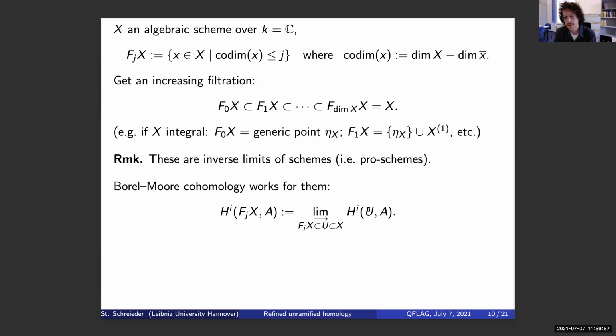And this works because Borel-Moore cohomology was contravariant. So you have pullback maps for inclusions of open subsets of the same dimension. So that's what we use here. You can restrict to open subsets of the same dimension. And for this reason, I can define the cohomology of F^j(X) as the direct limit over all open subsets that contain F^j(X). So here we run over all open subsets that contain all codimension j points. For instance, if X is integral and j is 0, then we would just have the direct limit over all open non-empty subsets, and we would just compute the cohomology of the function field.